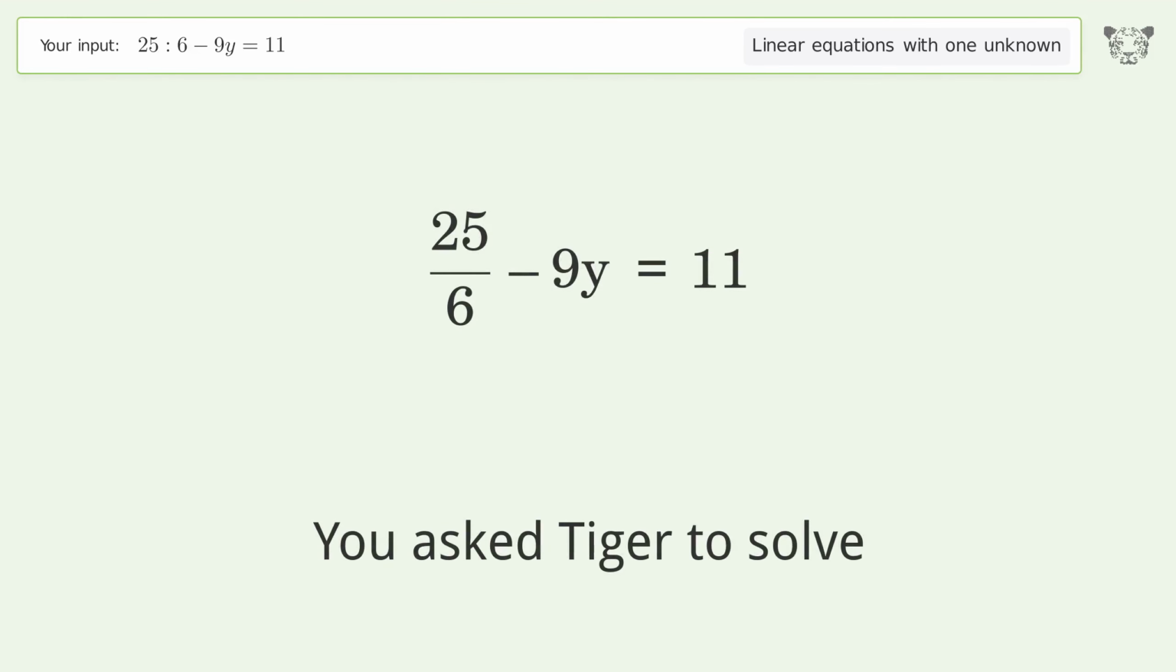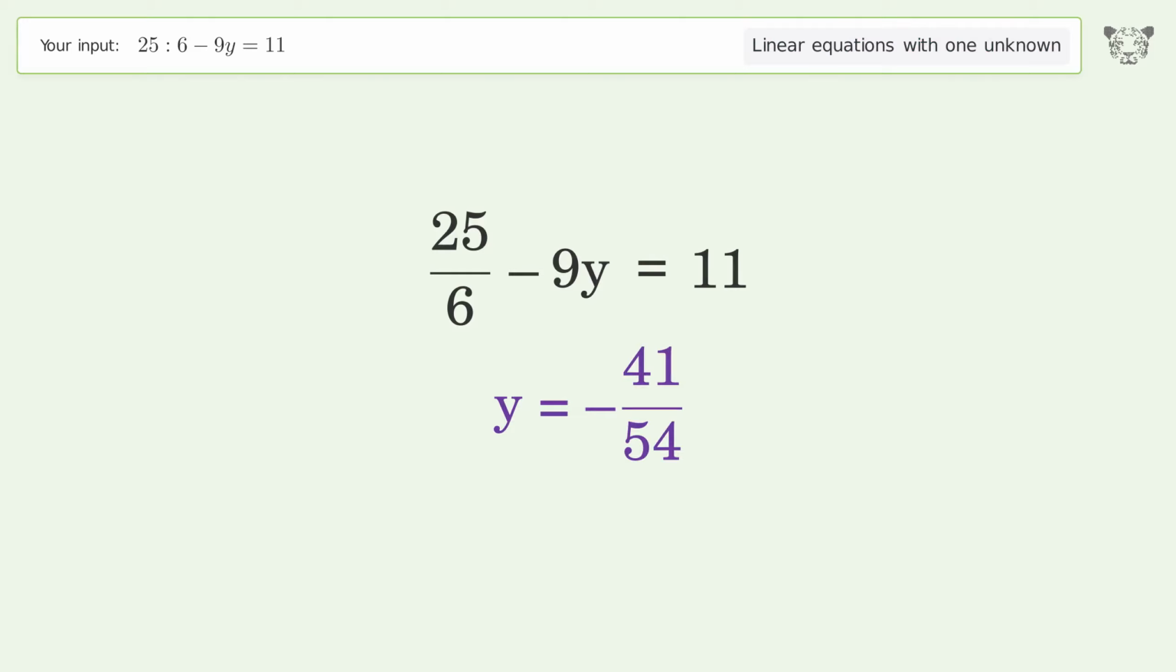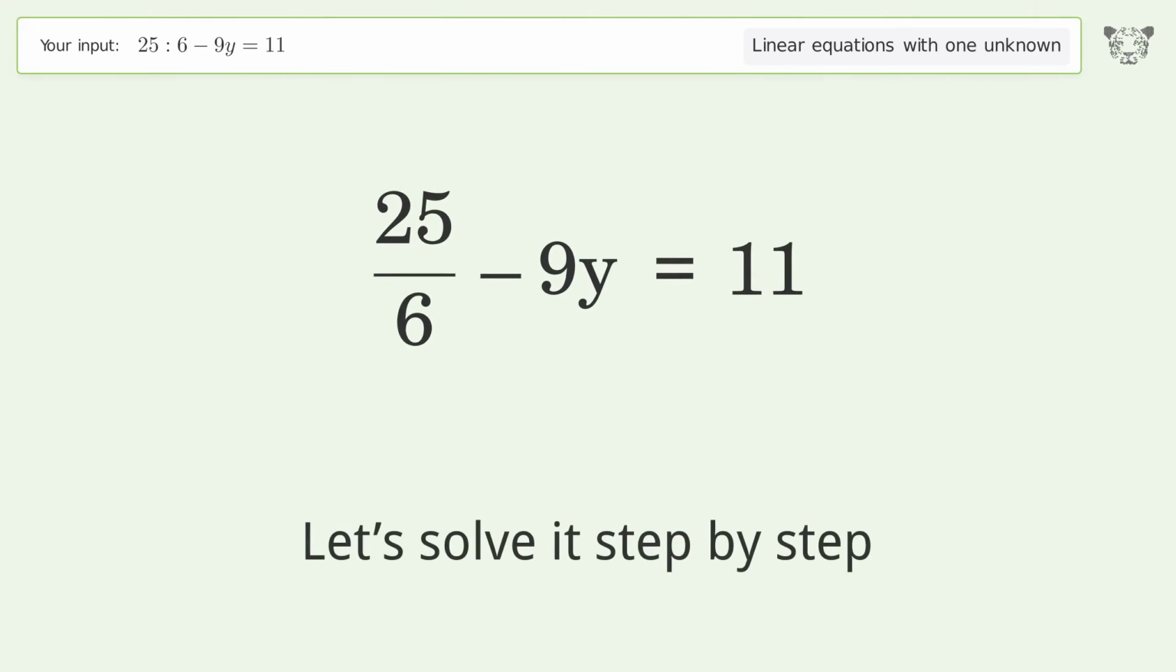You ask Tiger to solve. This deals with linear equations with one unknown. The final result is y equals negative 41 over 54. Let's solve it step by step.